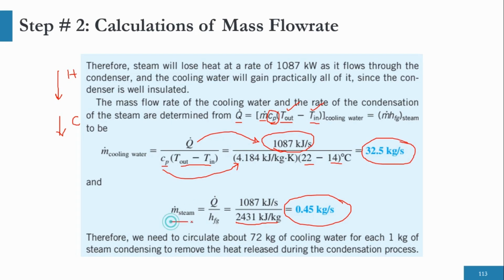So this is the amount of steam which is required in the system, and this is the amount of cooling water which is required, or you can say this is the amount of steam for which this much cooling water is required. We can say we need to circulate about 72 kg of cooling water for each 1 kg of steam condensing to remove the heat released during the condensation process. So this is the detailed description of the heat exchanger operation in today's lecture.